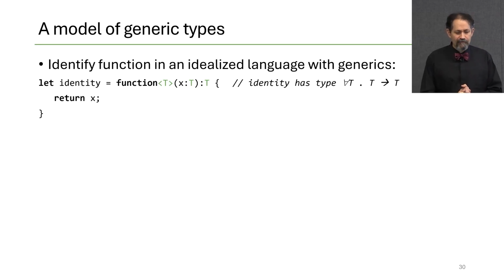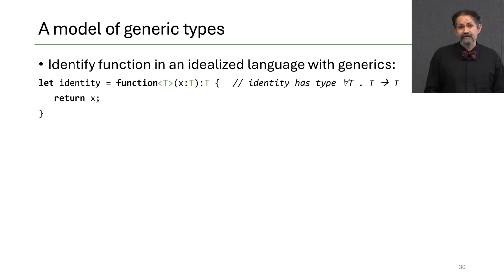So here we have identity, which is defined as a function that has a type parameter T, so it's generic in type T. It takes an x of type T and returns T. What does it return? Well, it returns x, right?